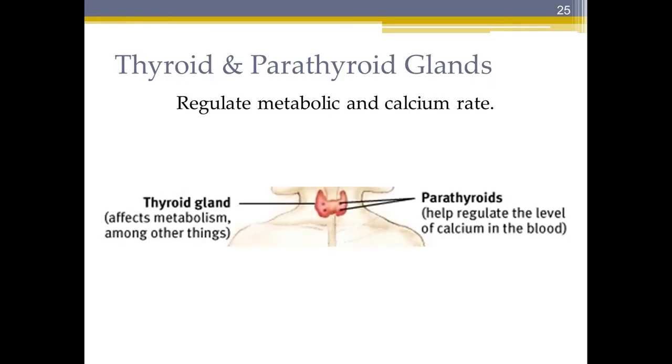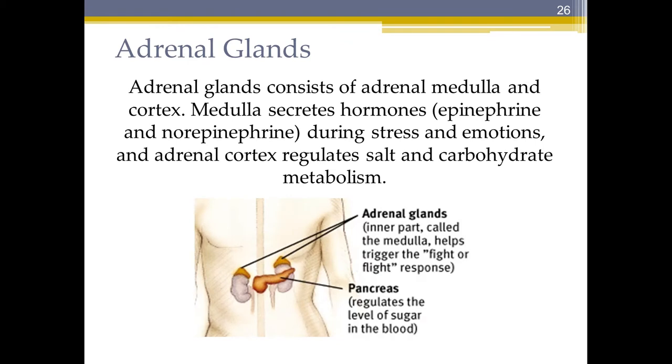The thyroid and parathyroid basically help to regulate metabolic and calcium rate. So people who have hypothyroidism or hyperthyroidism might have to take medication to help regulate their thyroid glands. The adrenal glands I mentioned earlier secrete a very fast hormone during stress and emotional situations. These can lead to increased heart rate and blood sugar, which can mobilize you in a situation that might be threatening. It can also create anxiety in situations that aren't really all that threatening, but your body perceives them to be threatening.